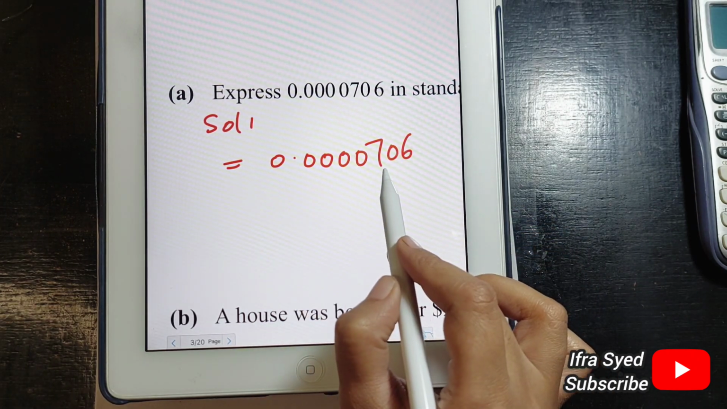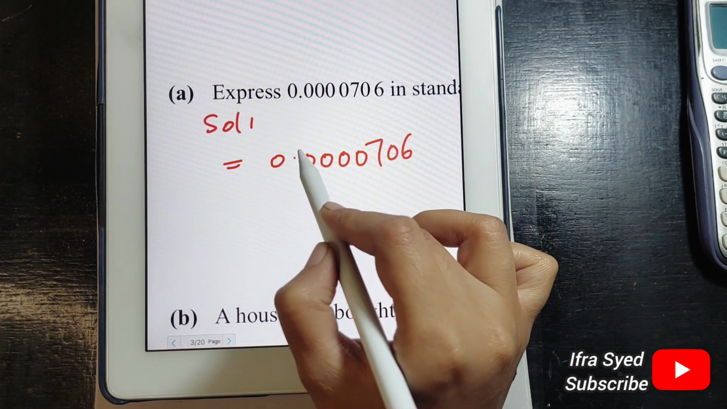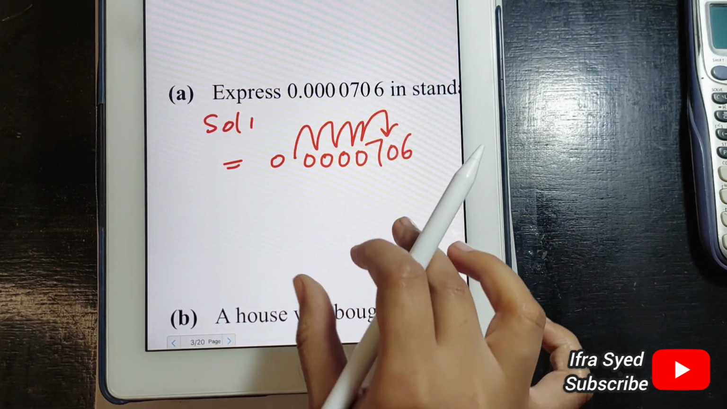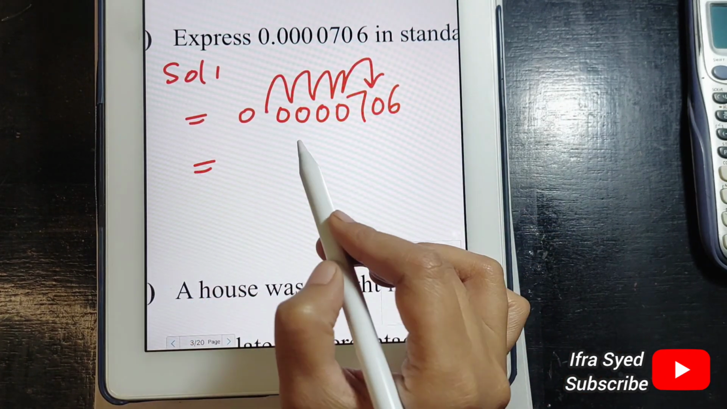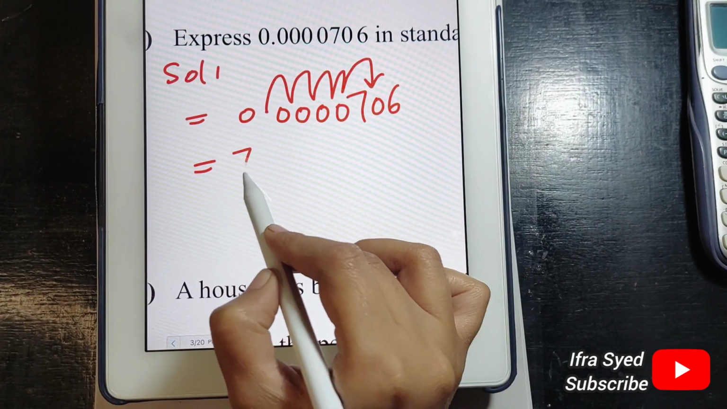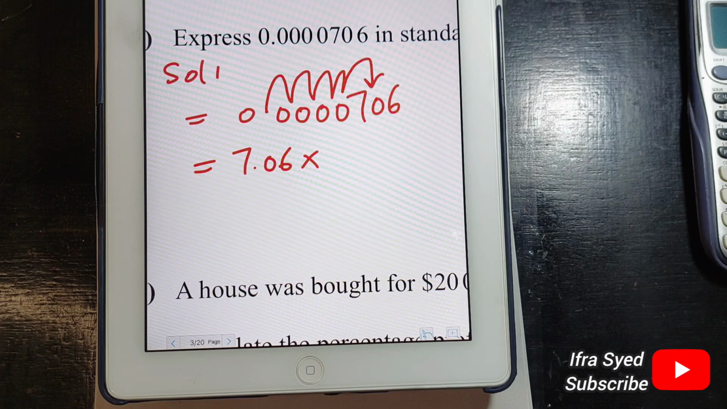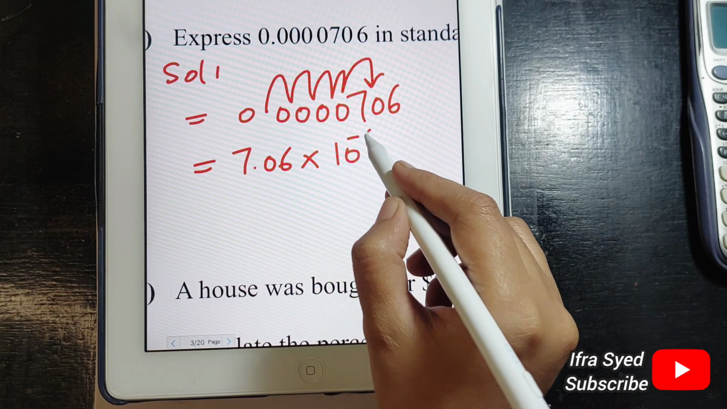So we need to place our decimal point here. Let's see how many jumps we have to take. 1, 2, 3, 4 and 5. So we have to take 5 jumps. Our answer will be 7.06, and our jumps were from left to right. That's why I write it as 10 power minus 5.